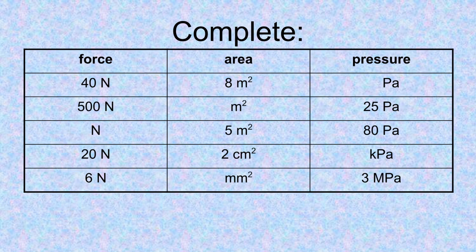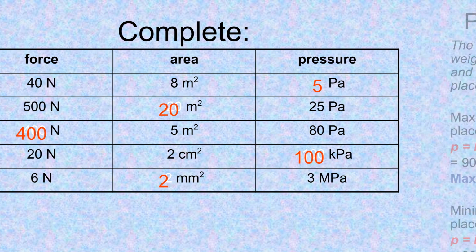This final slide is a quick check of what you've learned about density and pressure. Let's complete this table. Density equals mass over volume. Calculate the missing values for mass, density, and volume in the table provided.